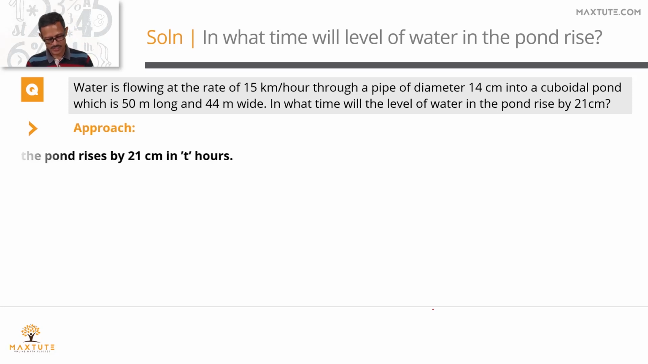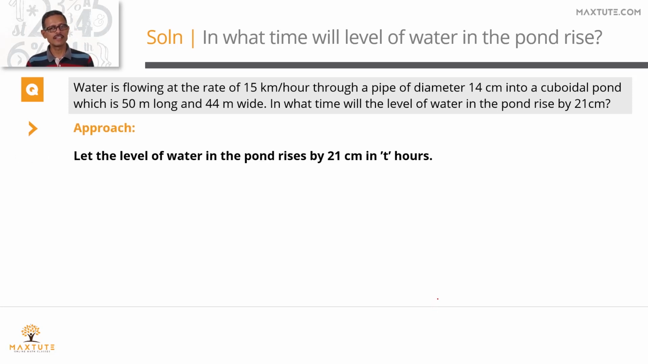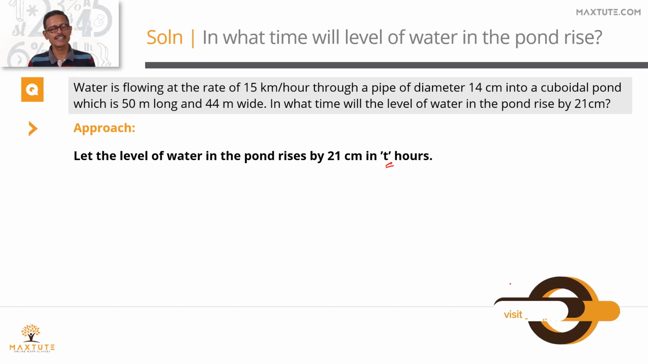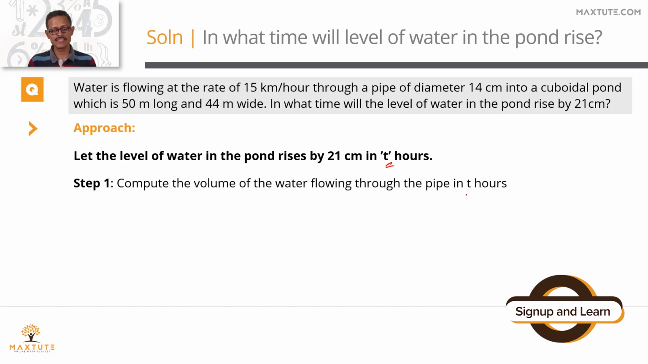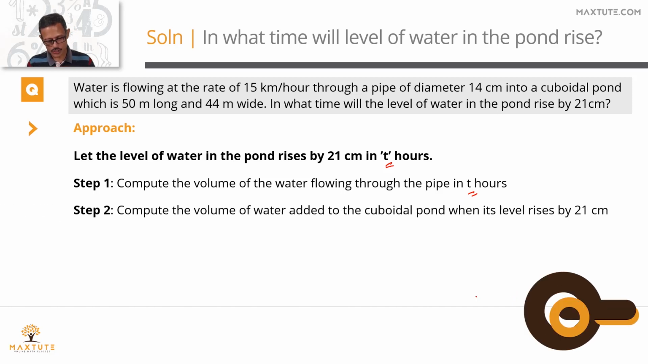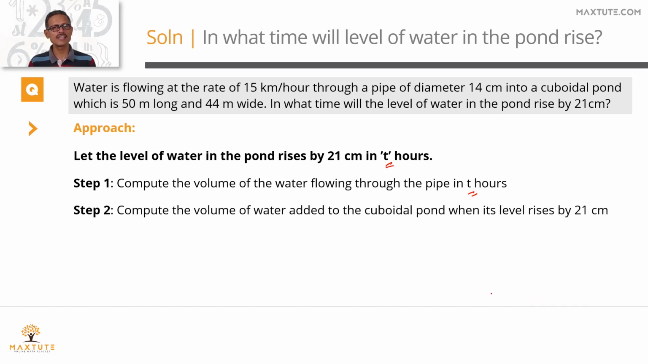What's the approach? Step 1, we're going to assign a variable. We're going to say that it's going to take us T hours for the level of water in the pond to rise by 21 centimeters. Right, so that's a variable we've assigned. Step 1, we're going to compute the volume of water flowing through the pipe in this T hours. Second, we're going to compute the volume of the cuboidal tank as the water in it rises by 21 centimeters.